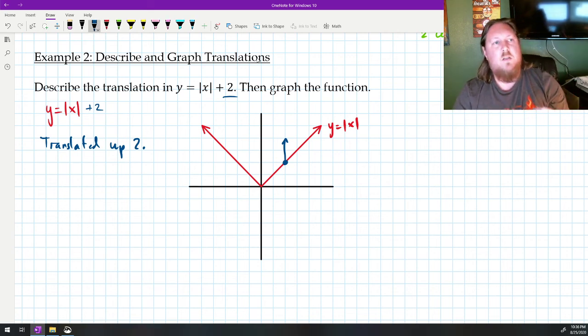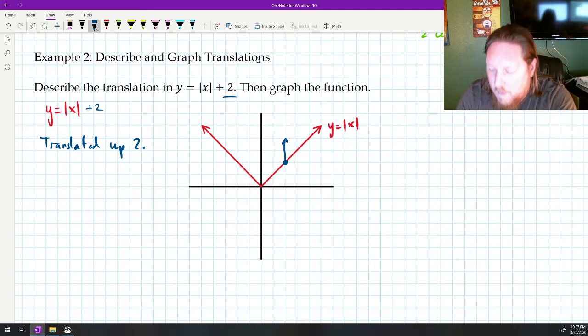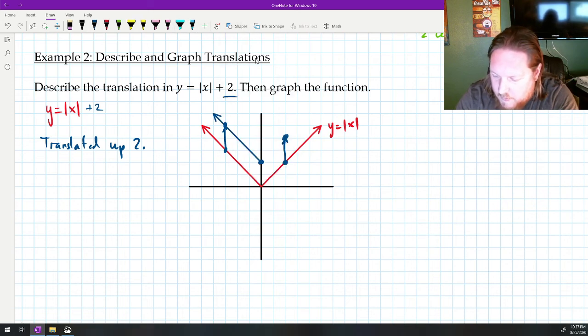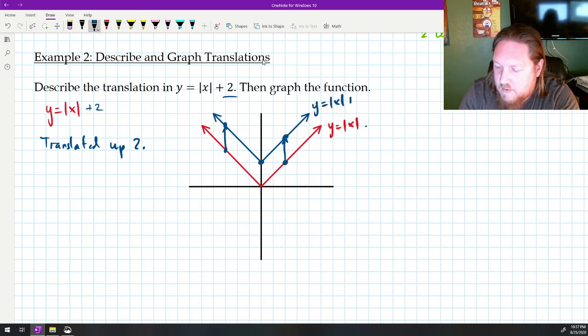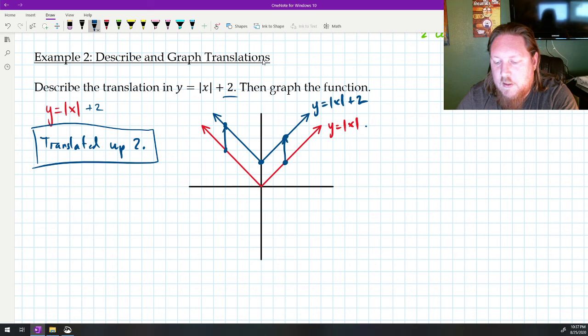And the way I always like to do it, are there any interesting points? Like, does it change direction ever? Or does it ever hit the y-axis? Those are the ones I'm going to look for. So the bottom is at 0. And now I'm going to make it 2. And I can see I move this one point up 2. I take this point and I move it up 2. And now you can see I've got my graph here. Let's do the straight lines again. It's got to go up that way. And it's got to go up that way. So this blue line is y equals absolute value of x plus 2. So we've graphed it and we've translated it up 2.